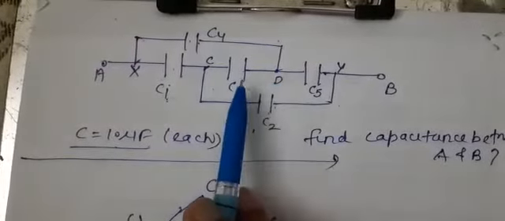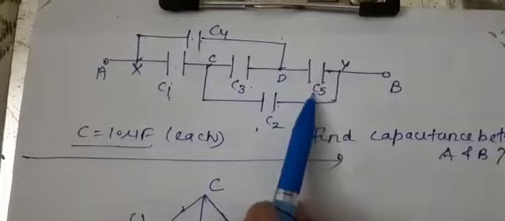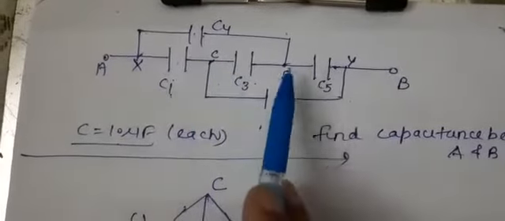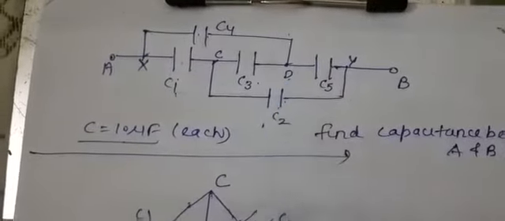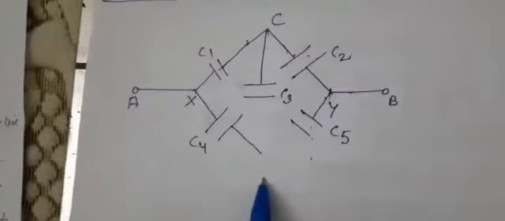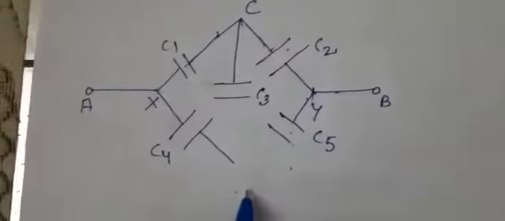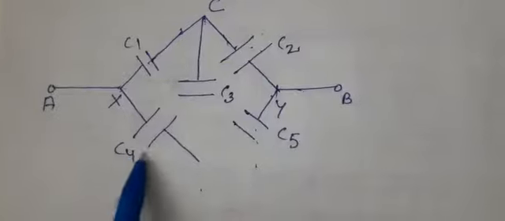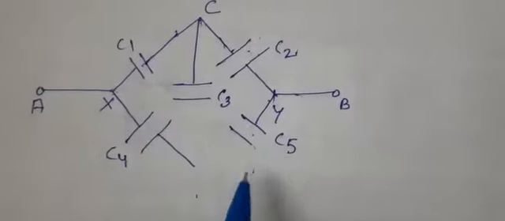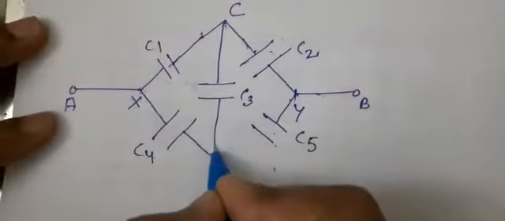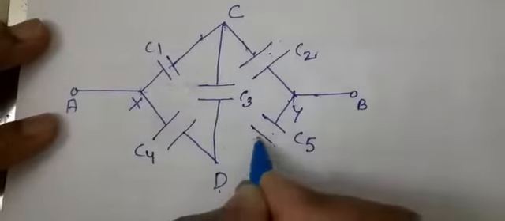Three connections: one connection is for C3, one connection for C5 and one connection for C4. Come here in the figure. Here D point should be connected to C3, C4 and C5. It means all these are connected in parallel. So let this point be D.